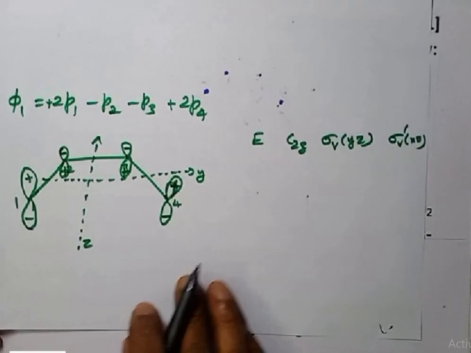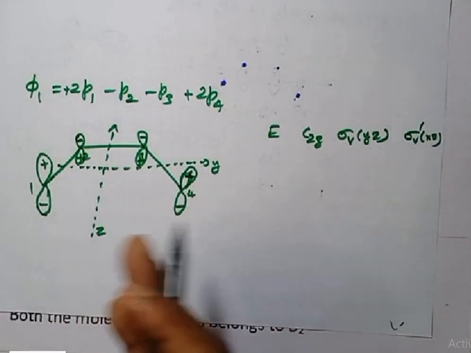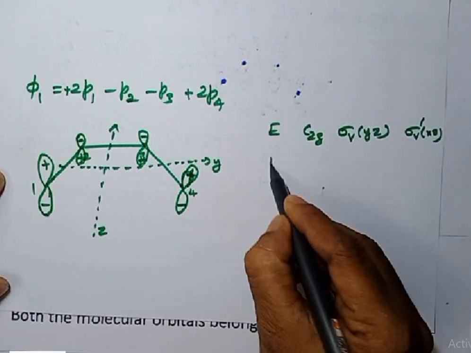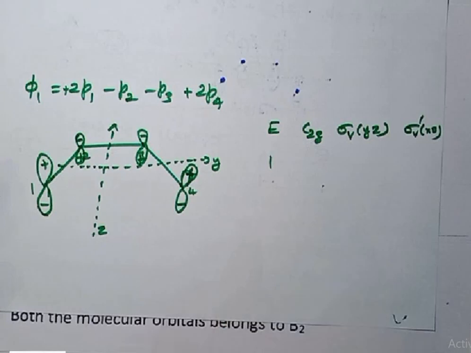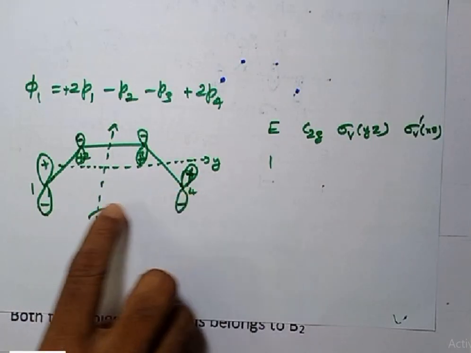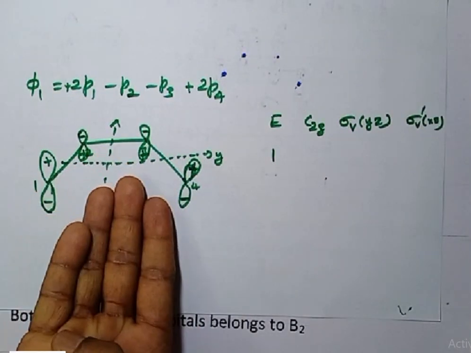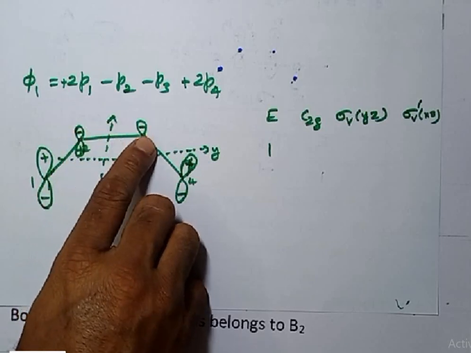Now we should carry out these operations on this molecular orbital and see whether the wave function changes sign or not. The identity operation does nothing, so all the signs remain as such. Now you do the C2(z) operation, rotation about the z-axis by 180 degrees. What will happen if I do a 180 degree rotation? See, P4 will come to the P1 place and P1 will go to the P4 place, right, if I rotate like this. The P3 orbital will come here and P2 will go here, correct?